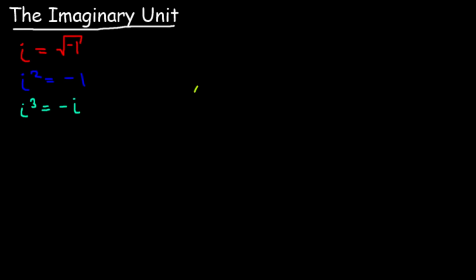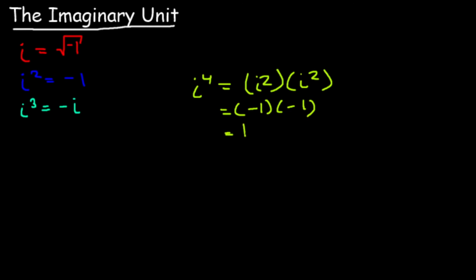Now let's move on to i to the power of 4. This is simply i to the power of 2 times i to the power of 2. And we know i to the power of 2 is -1, so we can simplify this as -1 times -1. That's going to give you 1. So we know i to the power of 4 is simply 1.